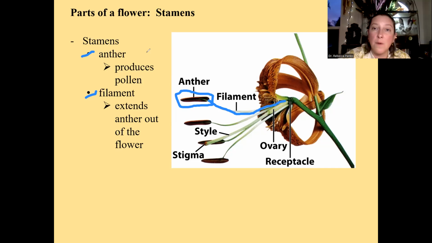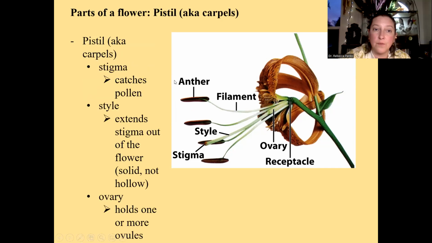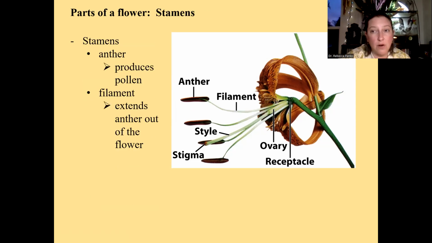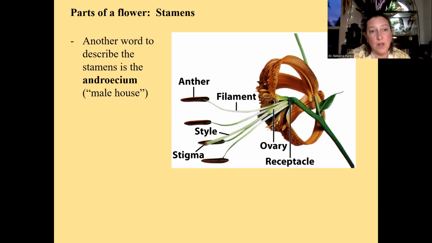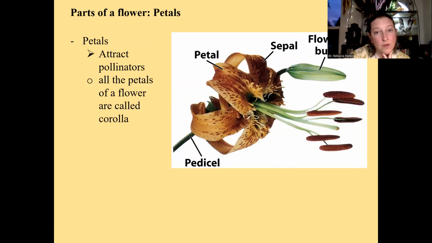So, the female parts of the flower are the pistil, aka carpels, which are made up of the stigma, the style, and the ovary. The male part of the flower is the stamens, which is composed of the anther and the filament. And you don't need to know the word androecium. All right, the next whorl is the petals. Petals is what you're familiar with.